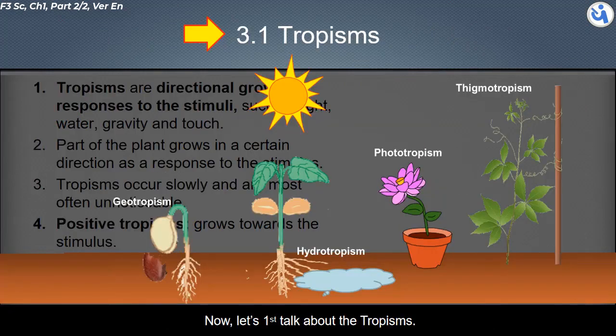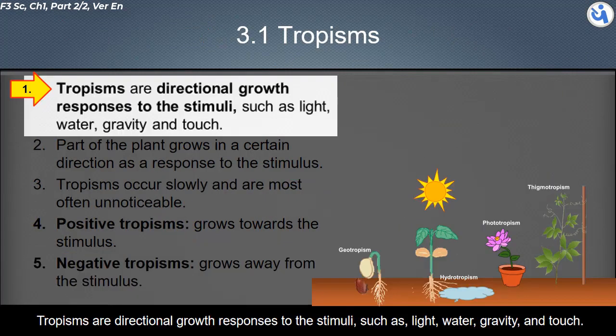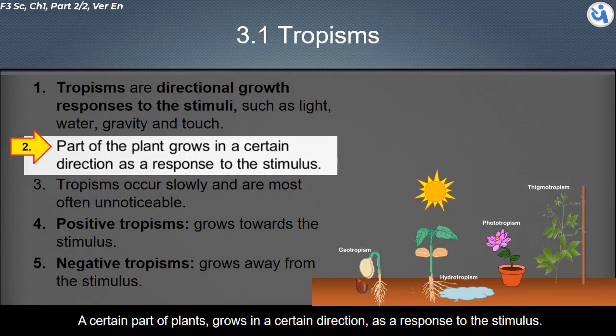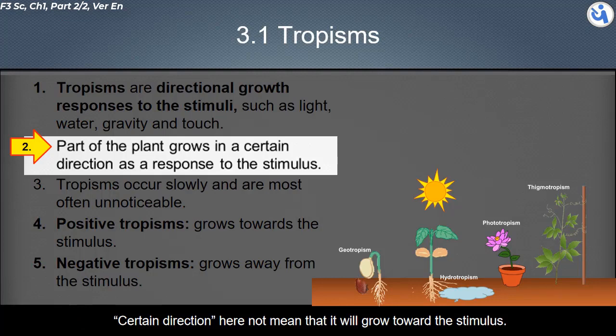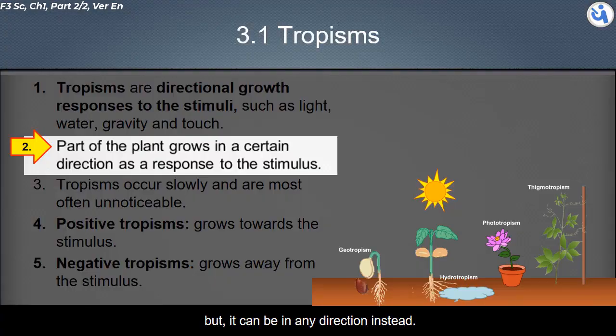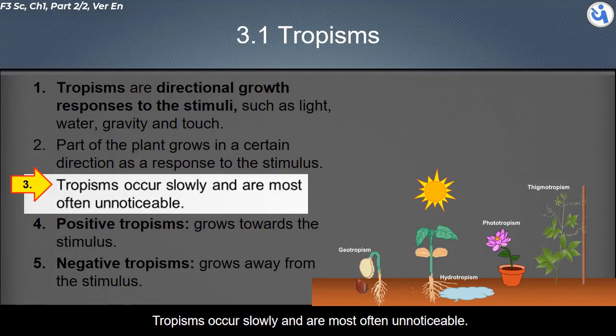Now, let's first talk about the tropisms response. Tropisms are directional growth responses to stimuli, such as light, water, gravity, and touch. A certain part of a plant grows in a certain direction as a response to the stimulus. Certain direction here does not mean that it will grow toward the stimulus, but it can be in any direction instead. Tropisms occur slowly, and are most often unnoticeable.